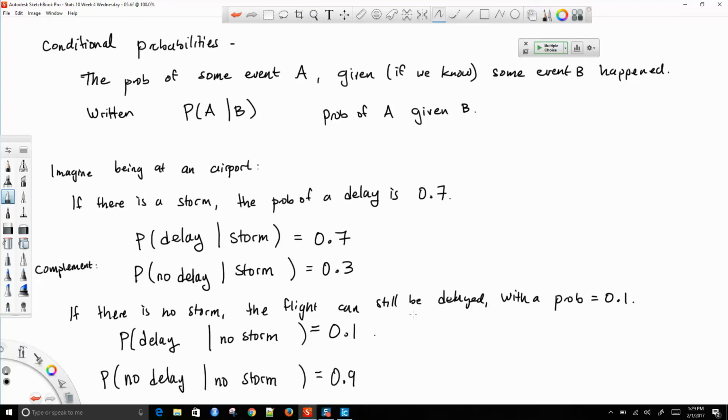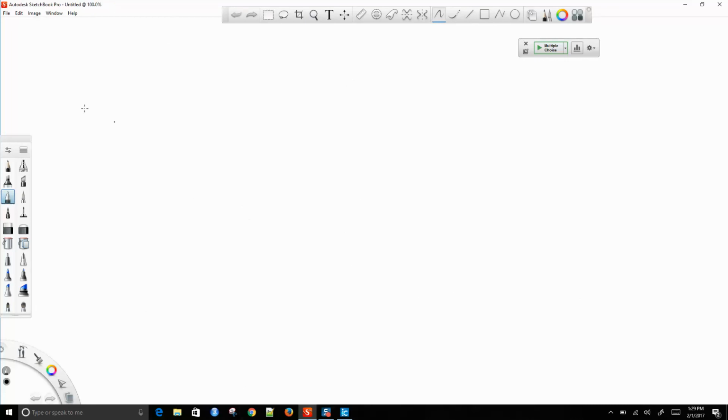Okay, so we've got a lot written out here. And so this brings up the question, well, what does it mean if I switch the other things around? Okay? Can I flip the slide here? So, what does probability of, okay, what does this mean? Probability of storm given delay. Okay? So we would say, the probability of a storm given delay.